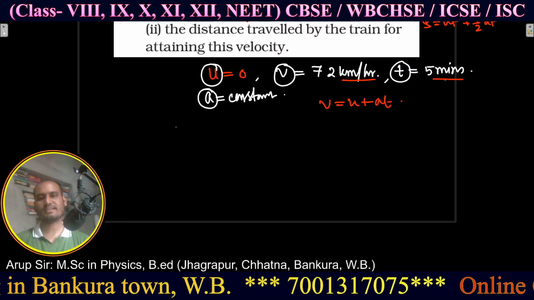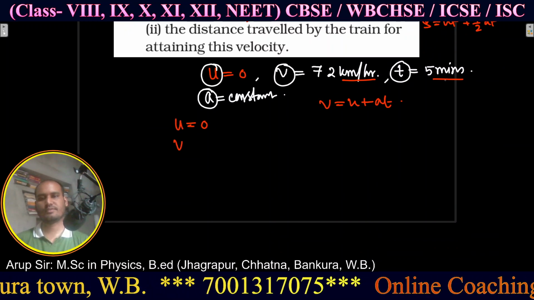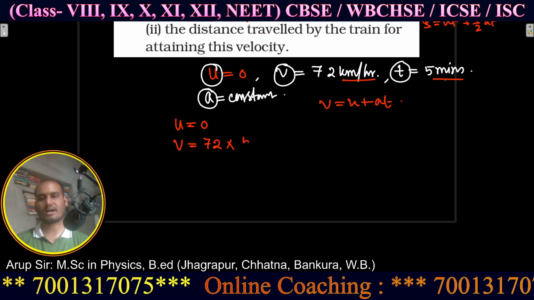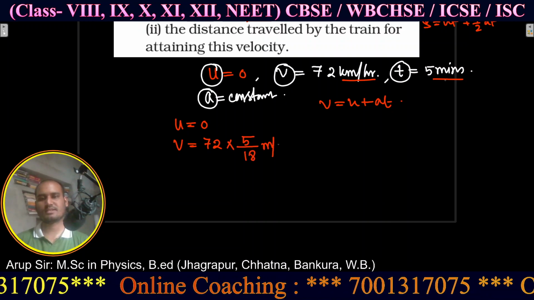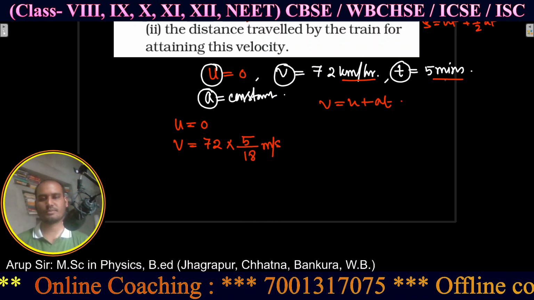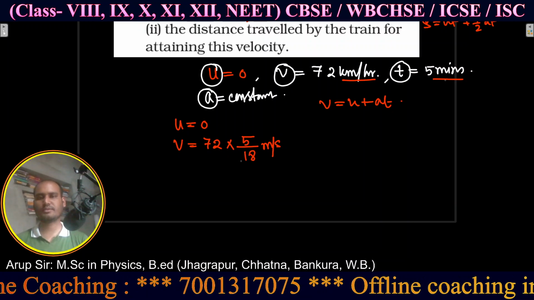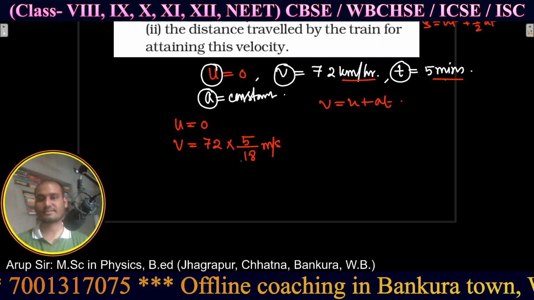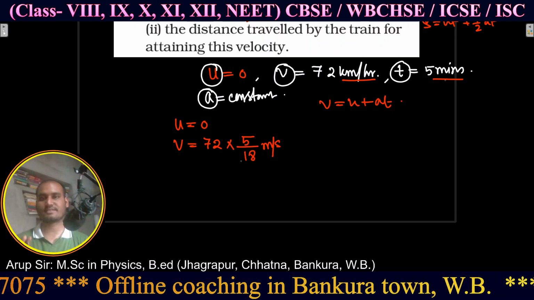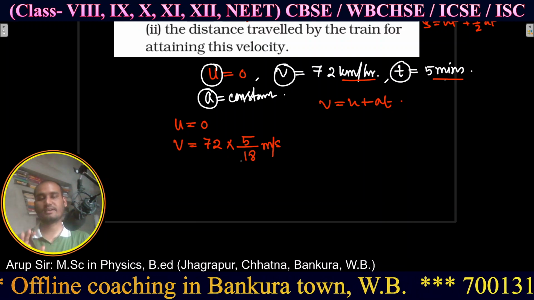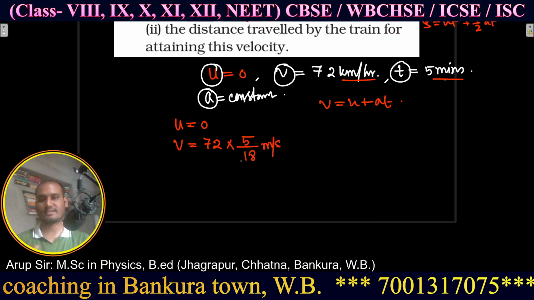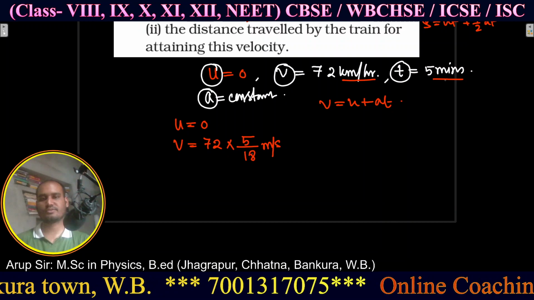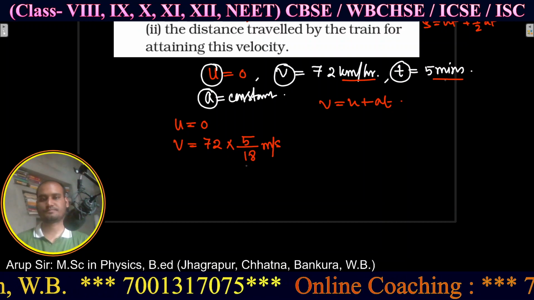Like U is 0, no problem about it. V is 72 km per hour. We know that 1 km per hour is equal to 5 by 18 meter per second. I have already discussed this in the previous classes. If you have not watched those classes, please go to them. Within the playlist you will get access to class 9, and there you will get all the chapters of class 9 physics. Watch the videos carefully from the beginning, from part 1.